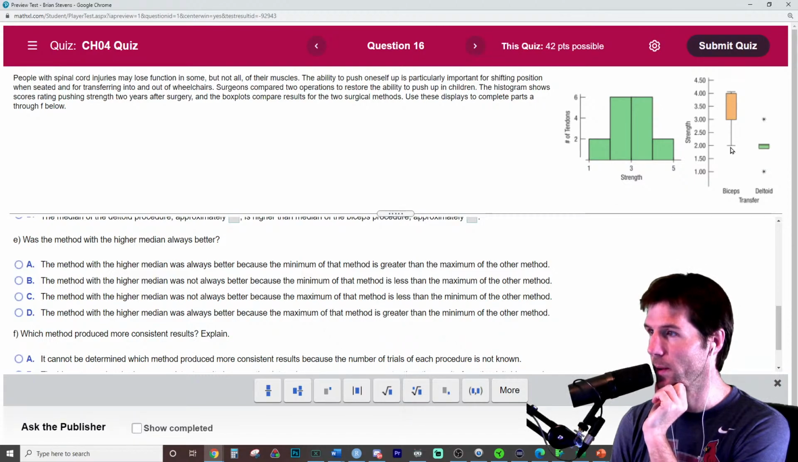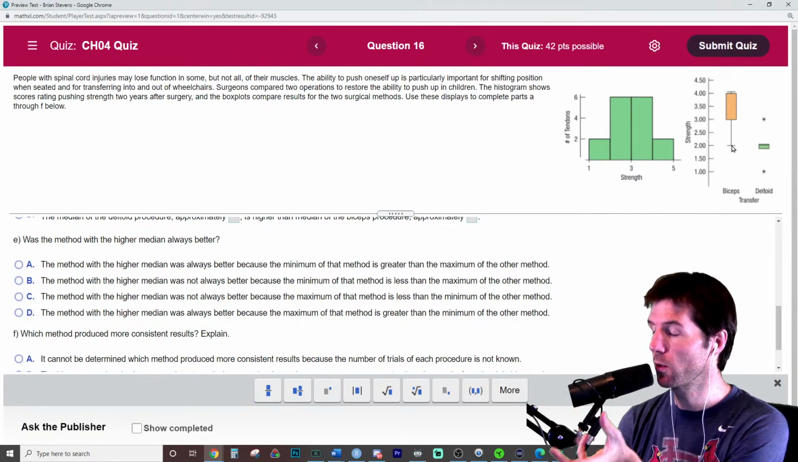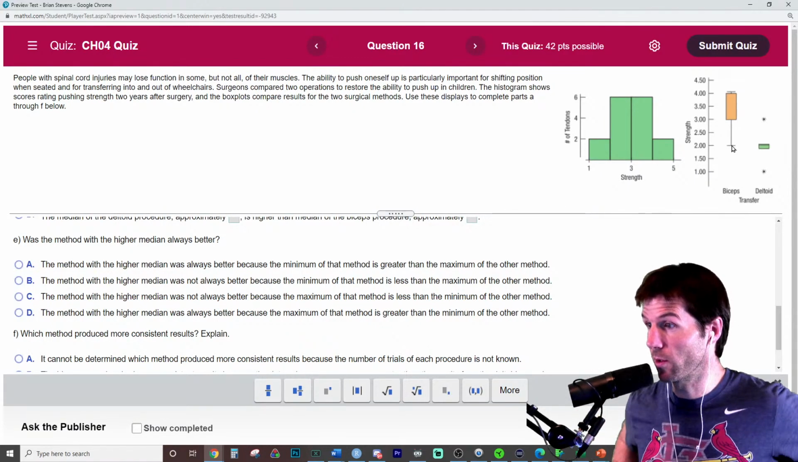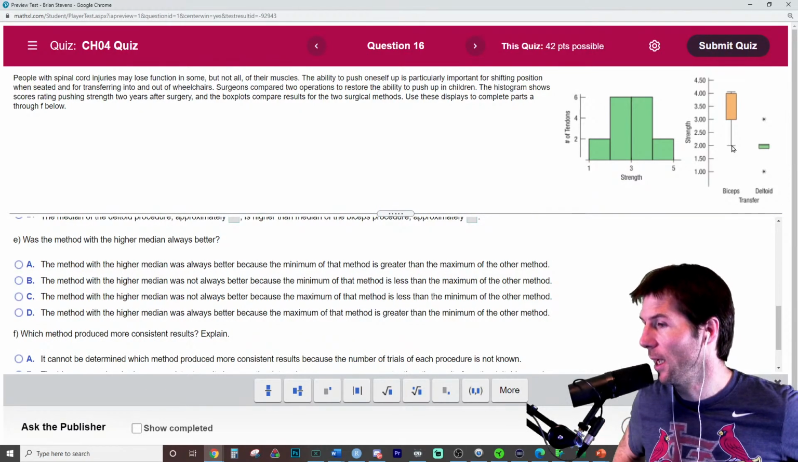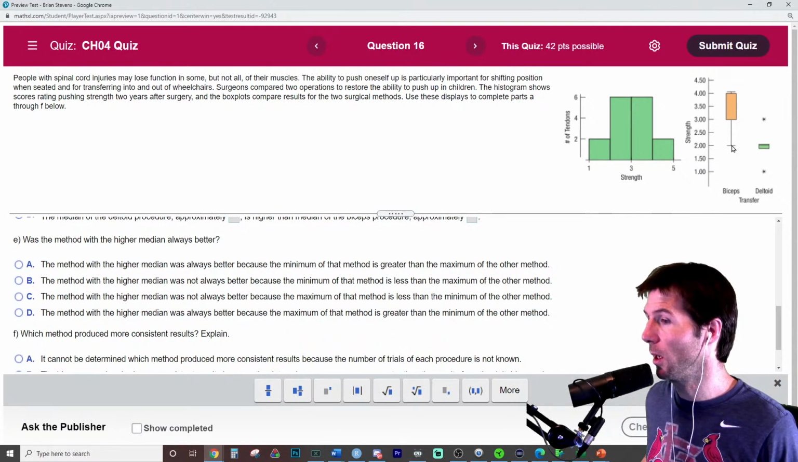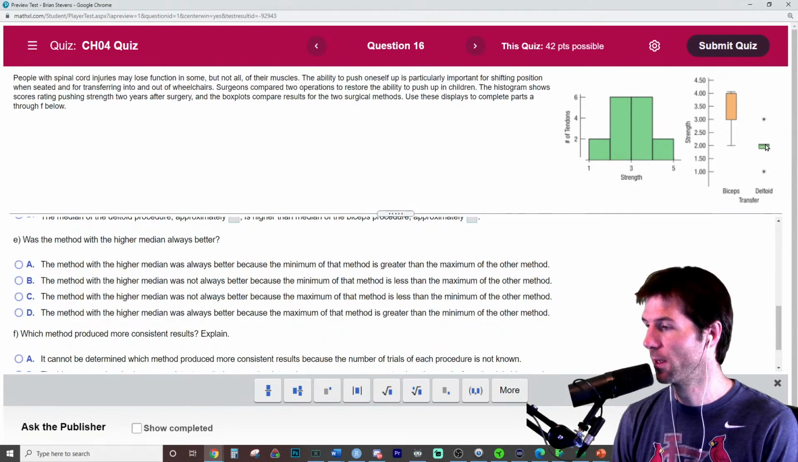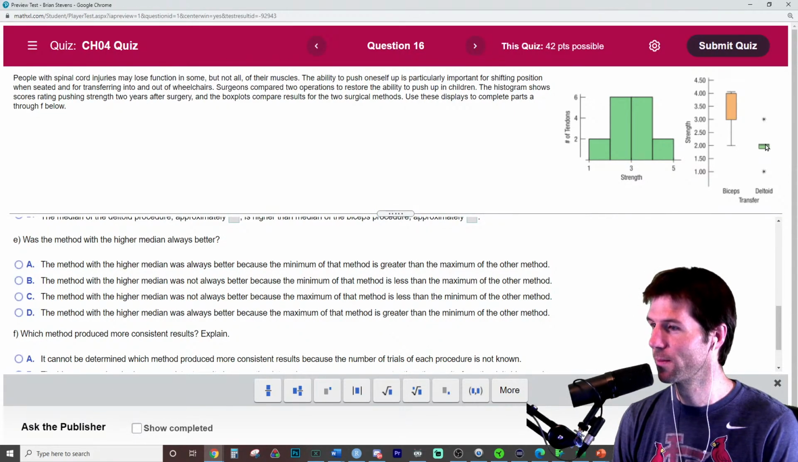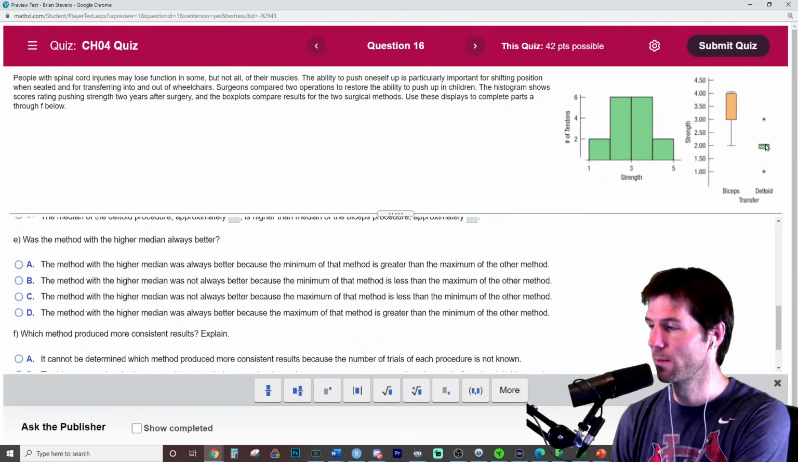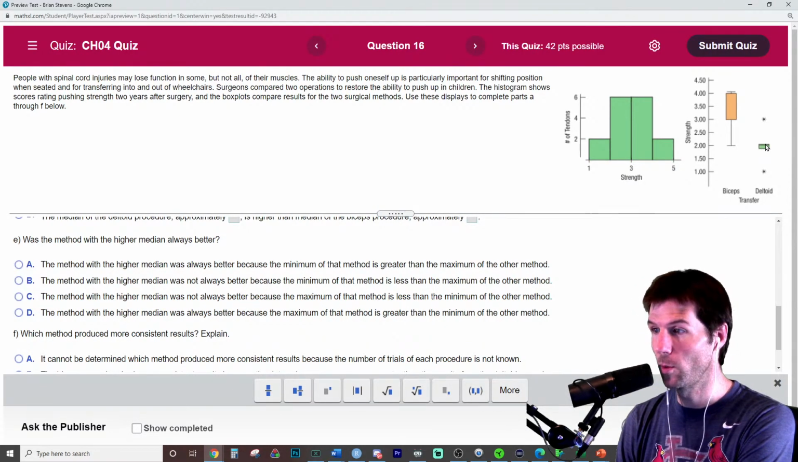Is the bicep procedure always better? This is the minimum of the bicep procedure. Of the individuals who had the bicep procedure, this was the lowest strength recorded. So we measured their pushing strength, and this was the lowest pushing strength recorded of individuals who had the bicep procedure. So is that always better than the deltoid procedure? Yes or no? Here's the deltoid procedure over here. You can say yes, no, or I'm not sure. What do you think? Don't worry if you get it wrong.